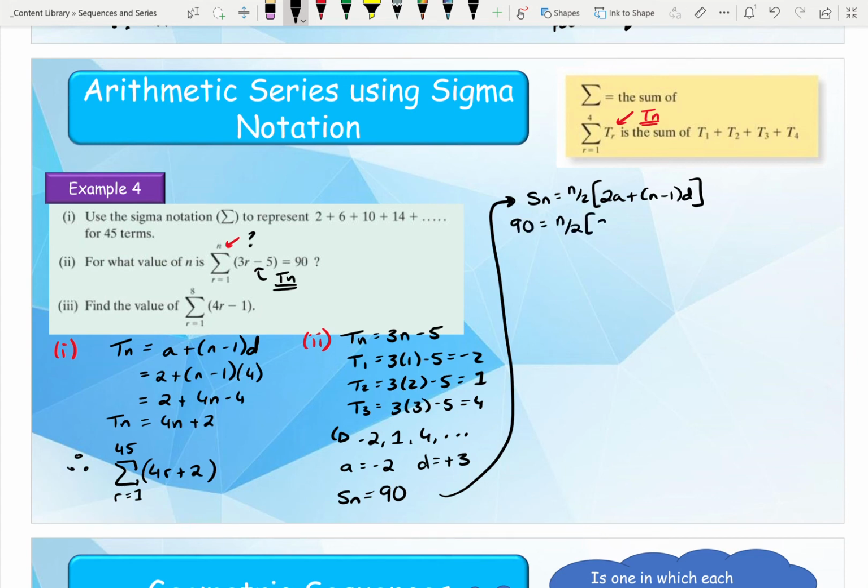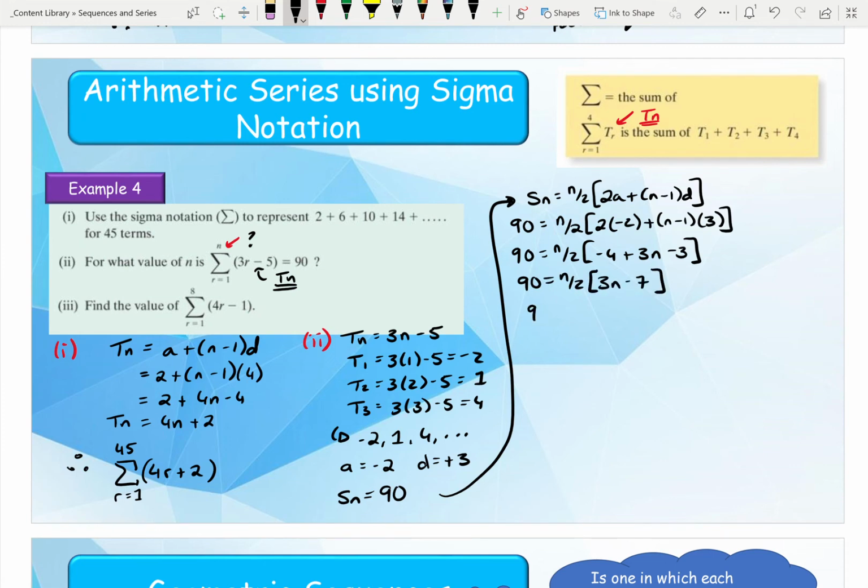N over 2 by 2 by a, which is minus 2, plus n minus 1 times d, which I know is plus 3. And I start to multiply out. So I have n over 2 by minus 4 plus 3n minus 3. So I get 90 is equal to n over 2 by 3n minus 7.